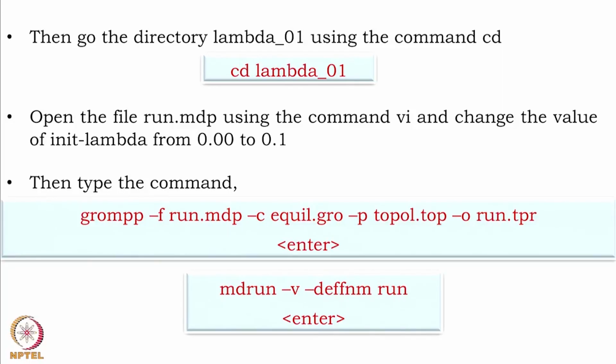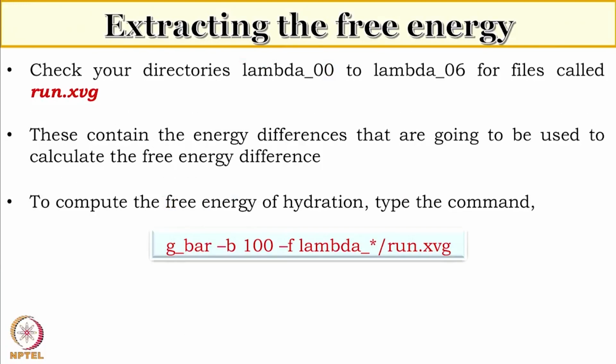So once you have all the xvg files in each of the lambda directories, this is the file that contains the energy differences, and this is the energy difference that we will use to calculate the free energy difference. So now to compute the free energy of hydration of methane, we will just type the command g_bar -b 100. -b 100 will discard the initial 100 picoseconds. It will consider it as further equilibration.